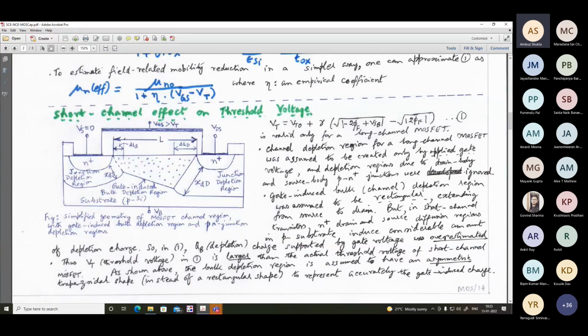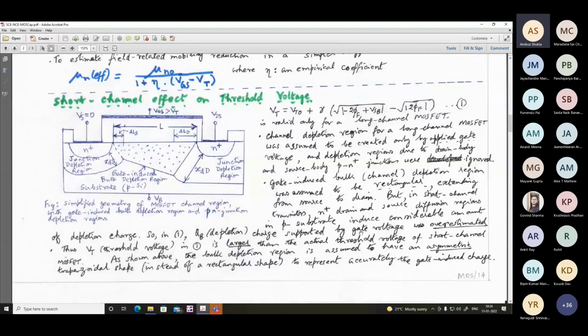Channel depletion region for a long channel MOSFET was assumed to be created only by the applied gate voltage, only due to VGS. That was in the older days. And depletion regions due to drain-body and source-body N plus P junctions were ignored. Now, the gate-induced bulk or channel depletion region was assumed to be rectangular, extending from source to drain. But in present day short channel transistors, the N plus drain and N plus source diffusion regions in the P-type substrate induce a considerable amount of depletion charge.